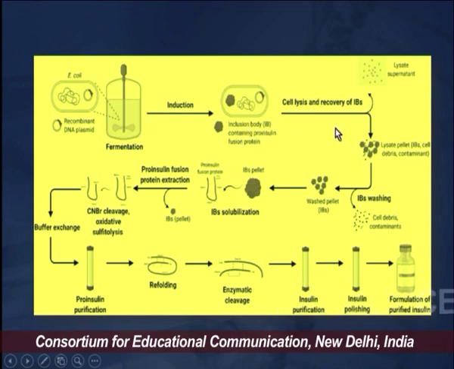First of all, these inclusion bodies are isolated and washed, and as you can see, the two chains that are present are then given the conditions so as to form the active insulin molecule. You can see that pre-proinsulin is there, then the cleavage occurs, and you get the final two chains, and further processing is done for the commercial production of the human insulin molecule.